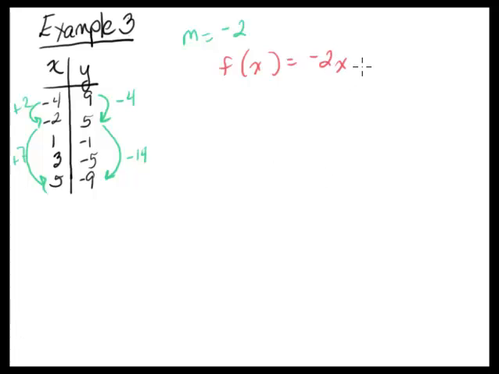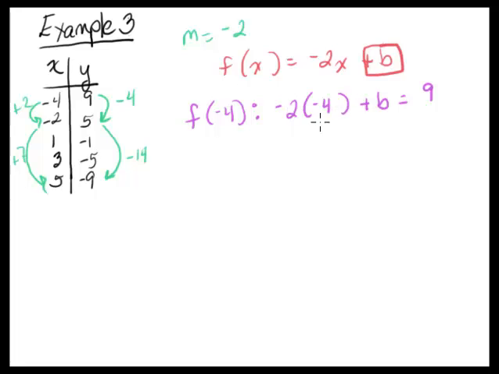So now we're looking for the plus b. This is the part that we need to find. So let's use our function notation to find this. Let's substitute in. For f of negative 4, you put in negative 2 times negative 4 plus b equals 9. Well, negative 2 times negative 4 is 8. 8 plus b is 9. Probably figured out the rule here.